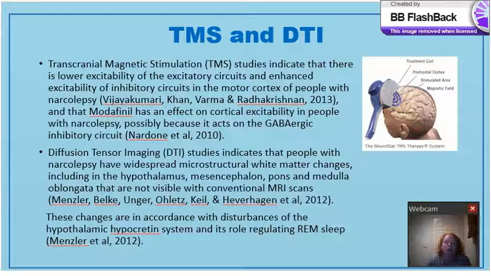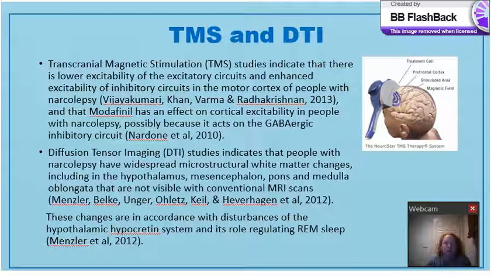Transcranial magnetic stimulation and diffusion tensor imaging have also provided information that may help understand narcolepsy. TMS studies indicate that there is lower excitability of the excitatory circuits and enhanced excitability of the inhibitory circuits in the motor cortex of people with narcolepsy, and that modafinil, a wakefulness promoting agent, has an effect on the cortical excitability in people with narcolepsy, possibly because it acts on the GABAergic inhibitory circuit.